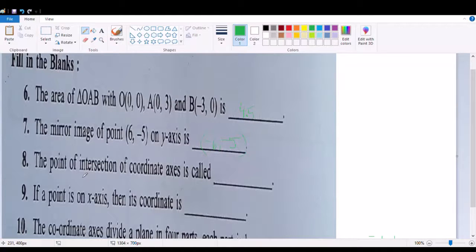Then the point of intersection of the coordinate axes is called. Point of intersection of coordinate axes means what? These two axes meet at a point here. So what is the name of this point? That is the origin. Our answer is origin. Then we'll move to the next question.